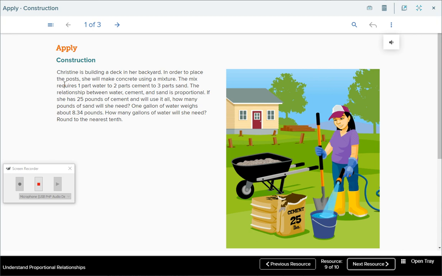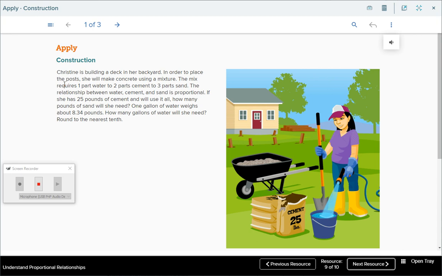The relationship between the water, cement, and sand is proportional. If she has 25 pounds of cement and will use it all, how many pounds of sand will she need? 1 gallon of water weighs about 8.334 pounds. How many gallons of water will she need, rounded to the nearest 10?